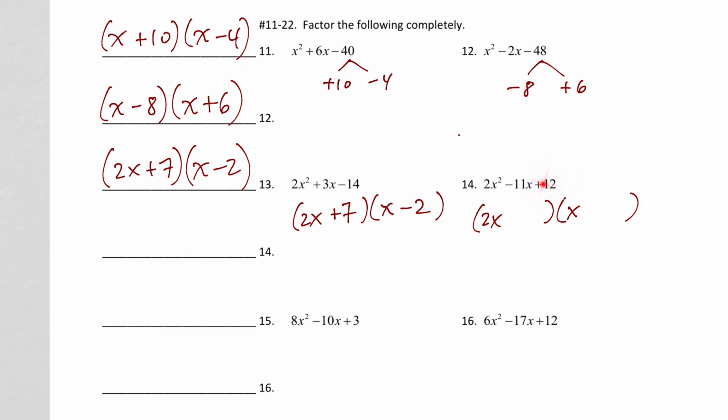But because it's positive, I know my outer and inner have to add to this. So if I put the 4 here, and that means I've got to put the 3 there, that's going to give me 8 on the outside and 3 on the inside. And 8 and 3 really do add up to 11. And these both have to be negative in order to multiply to a positive 12. And again, I get negative 8x on the outside, negative 3x on the inside gives me this.